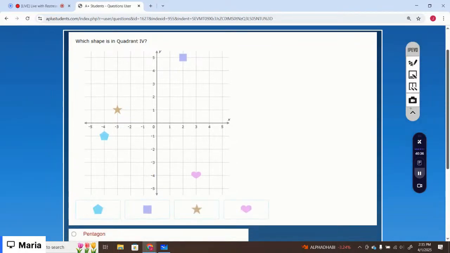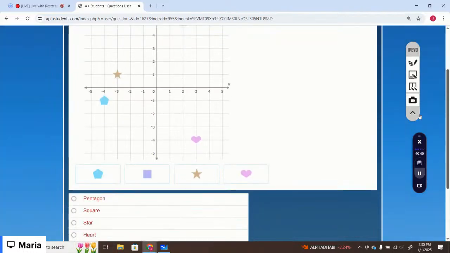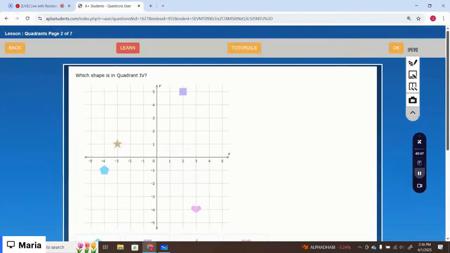Which shape is in quadrant 4? 1, 2, 3, 4. So in the fourth quadrant we have a heart. The correct option is heart. Option number 4 is the correct option.